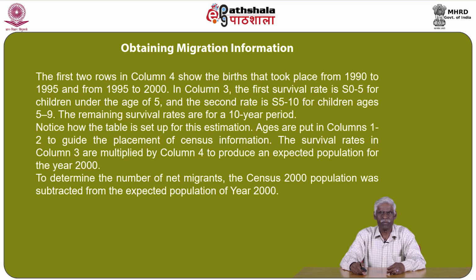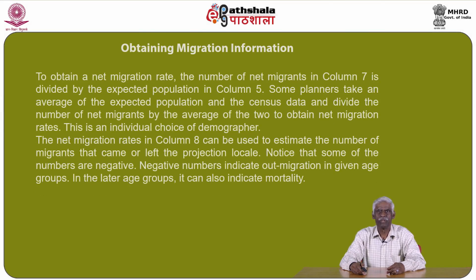Notice how the table is set up for this estimation, that is, ages are put in column 1 to guide the placement of census information. The survival rates in column 3 are multiplied by column 4 to produce an expected population for the year 2000. To determine the number of net migrants, the census 2000 population was subtracted from the expected population of year 2000.